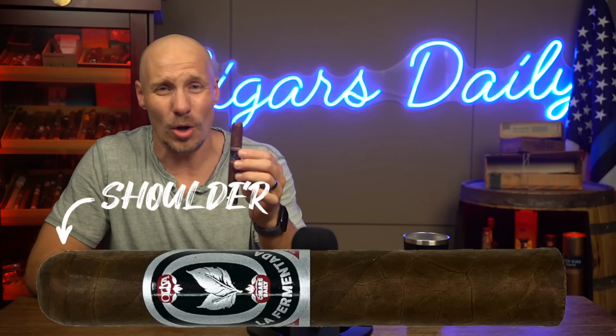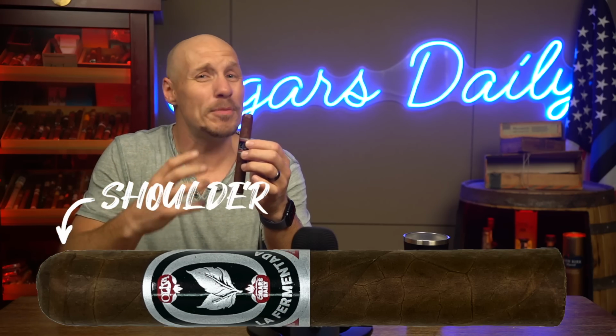Now, right next to the cap of the cigar, this curved part that moves down to where the cigar straightens out, this is called the shoulder. Just beneath the cap, the cigar gives you a little bit of a rounded part called the shoulder.